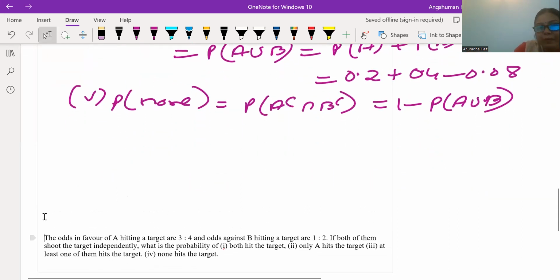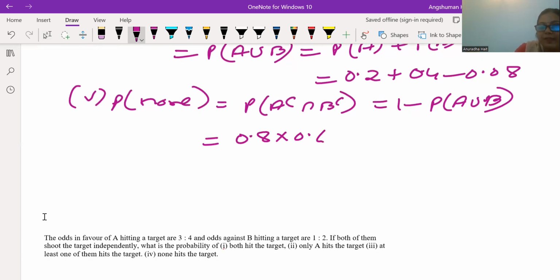A complement, B complement. So you get here A complement, which was 0.8, and this was 0.6, right? 0.48. And similarly, if I use the other formula, 1 minus probability of A union B, 1 minus.